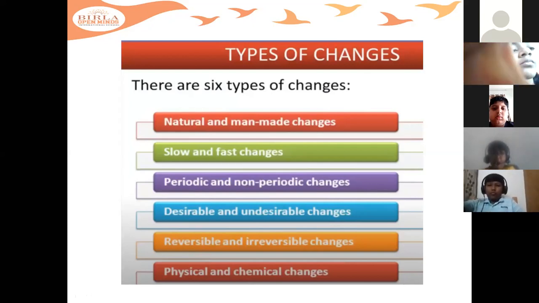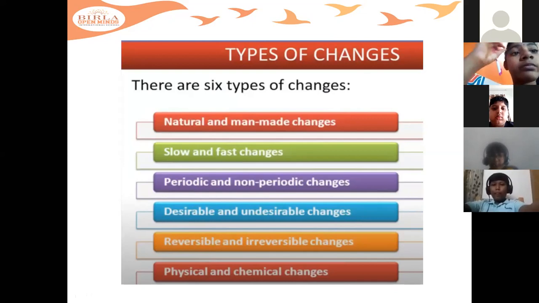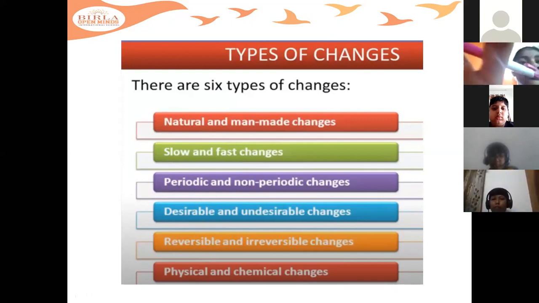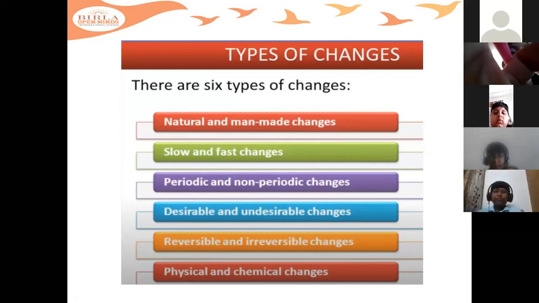A few more natural changes like fruit which is ripening, a mango. It will be changing its color. So these are natural. And now what are man-made changes? What are the changes?